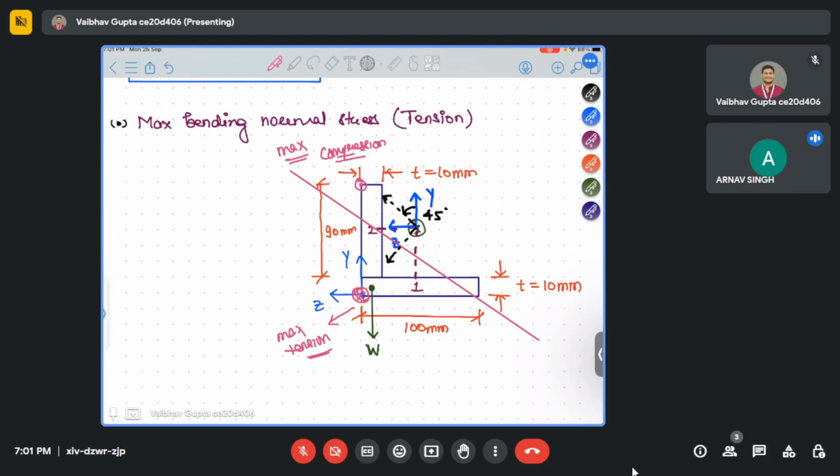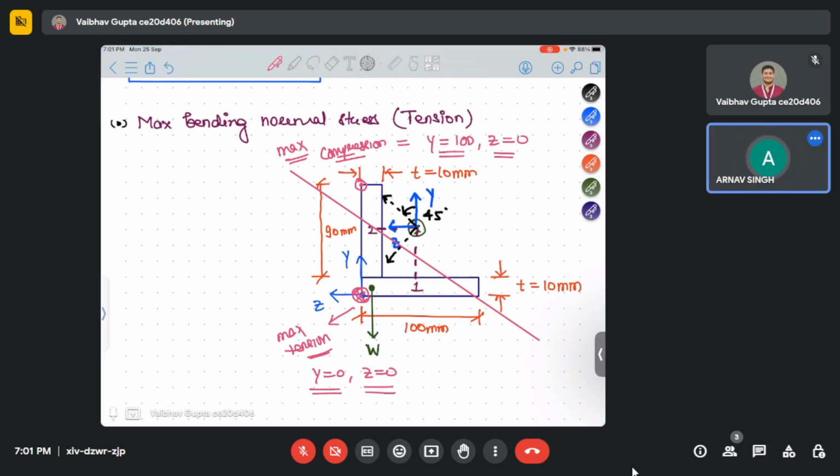So the location of this: we assume the origin is this point only. So y is equal to 0 and z is equal to 0. This is the location where you will get maximum tension. If they ask what is the location of maximum compression, your y will be equal to 100 and your z will be equal to 0. This is the location of maximum compression. Got it? Yes, sir. How to find the location: as per the coordinate system we have assumed.